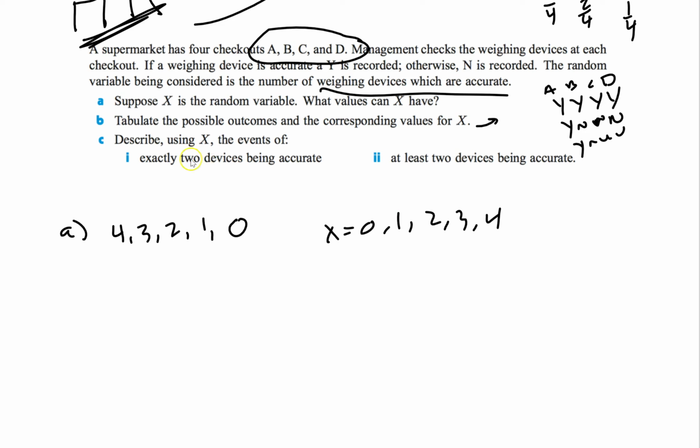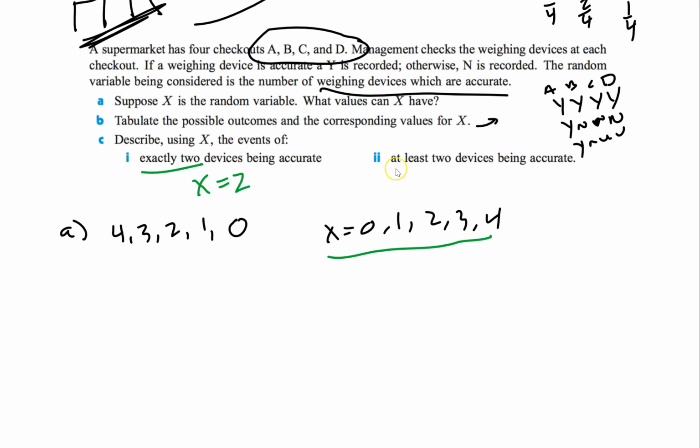Instead, let's go to this because it's something we're actually going to do. Describe using the X events that exactly 2 devices are accurate. So remember our possible outcomes right here? Exactly 2 just means X equals 2. You're going to have exactly 2 accurate. That's what happens right there.